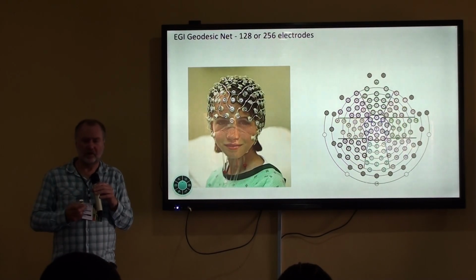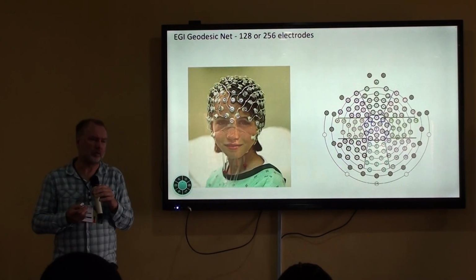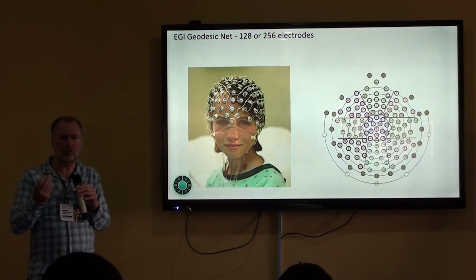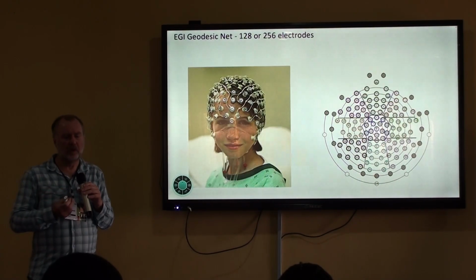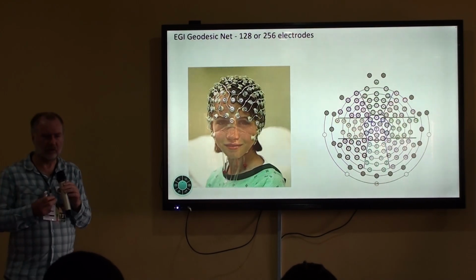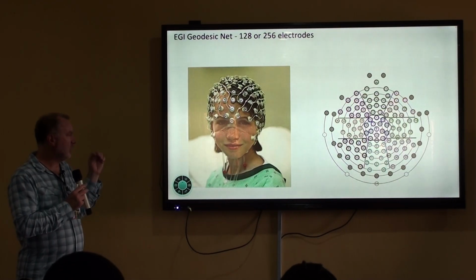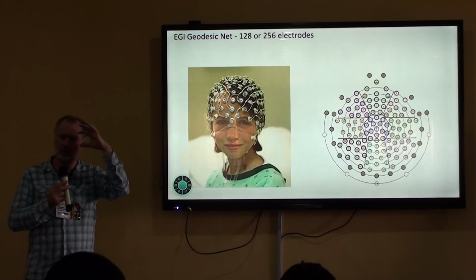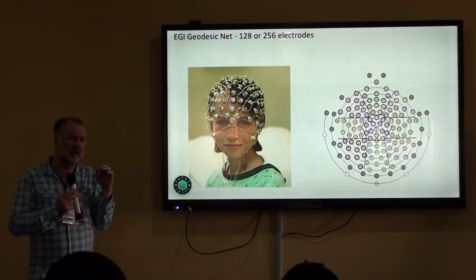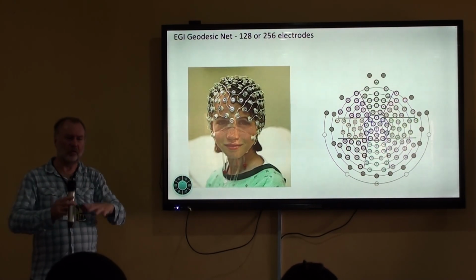Another way of placing these electrodes, again with an equidistant approximation, is with the EGI Geodesic Sensor Net. I already mentioned this. This is the company that for a very long time had the patent on using sponge electrodes. What they did is design a cap that basically has a lot of rubber bands and these sponge-based electrodes in between. The rubber bands are important because you soak the whole thing.